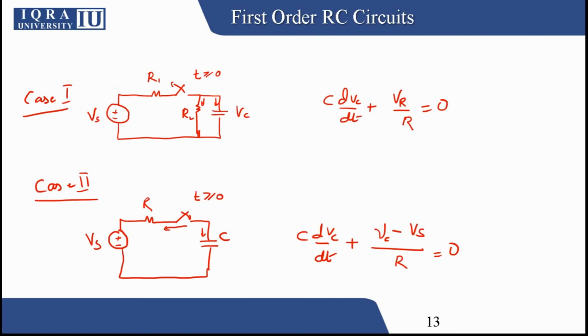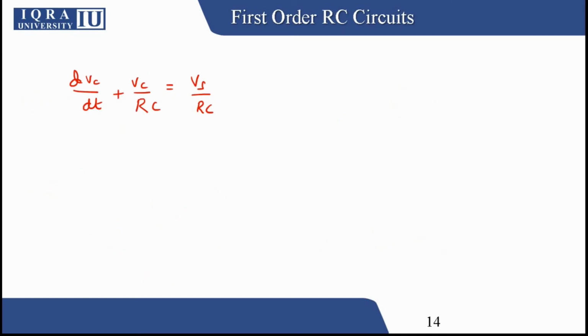If we divide by C, so this C will divide everything, this becomes dVc divided by dt plus Vc divided by Rc minus Vs divided by Rc. And if we move Vs divided by Rc to the right-hand side, this becomes this equation: dVc divided by dt plus Vc over Rc equal to Vs over Rc, because we are moving it from the left side to the right side, so this becomes plus.